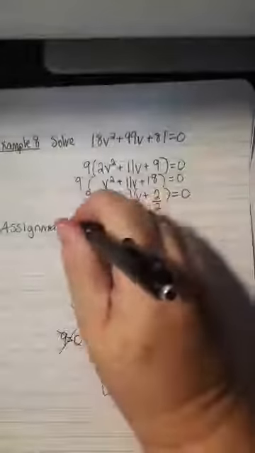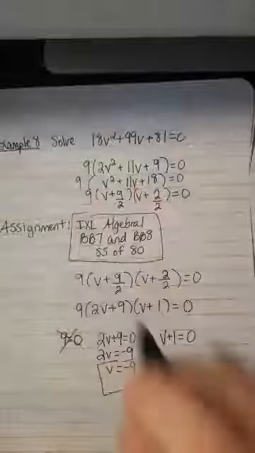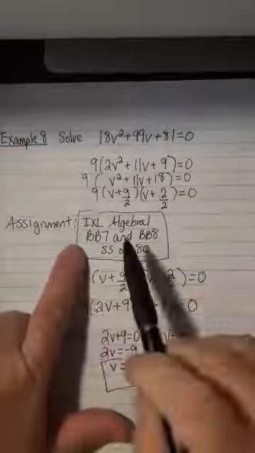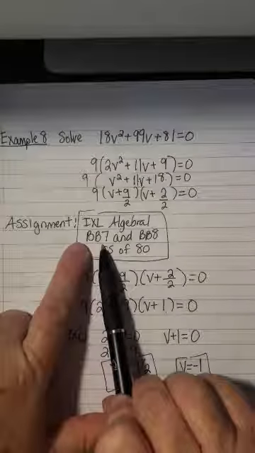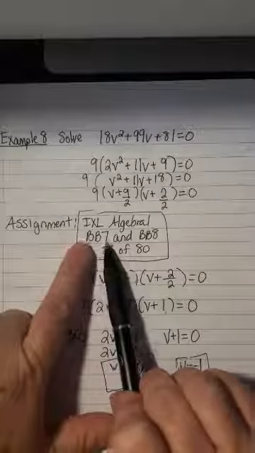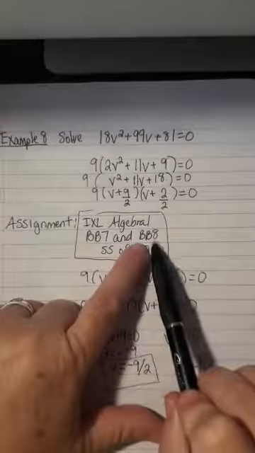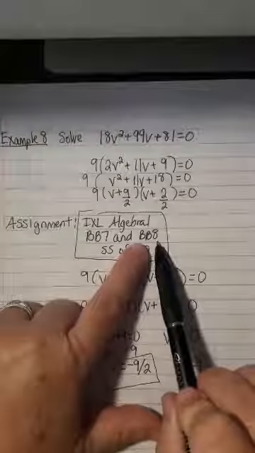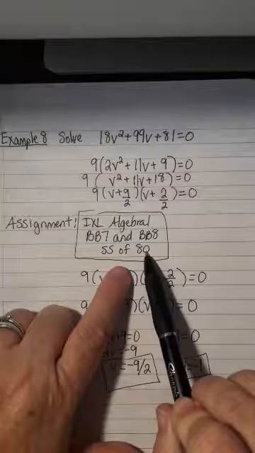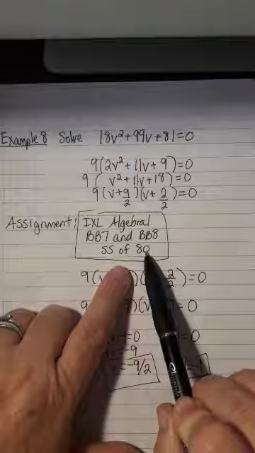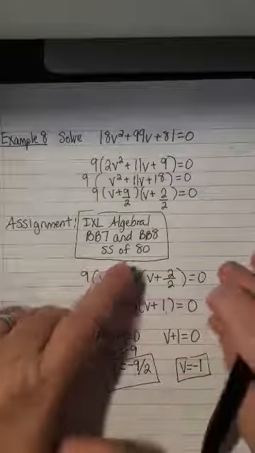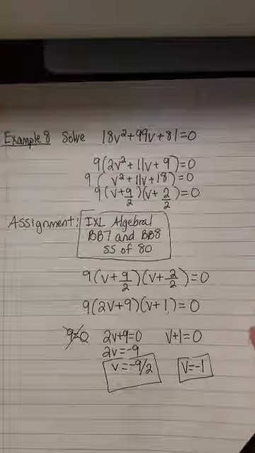Here is the assignment. You need to do IXL, Algebra 1, BB7, which is going to be the zero product property, the one that's really, really easy. And then BB8, the one that you have to factor first. Get a SMART score of 80 on both of them. And then I will try to message you and do a conference call later tonight.